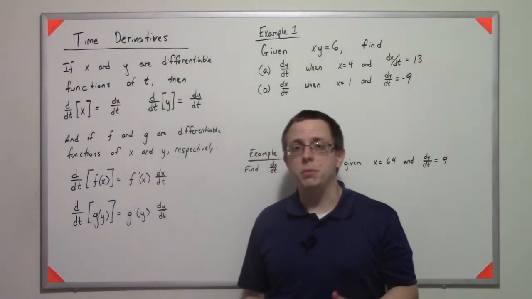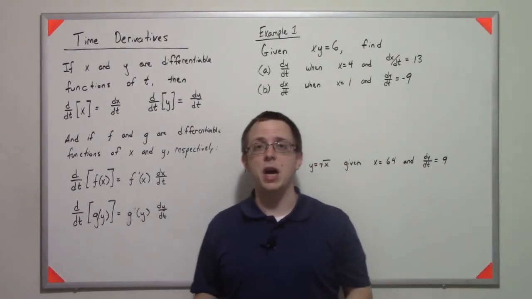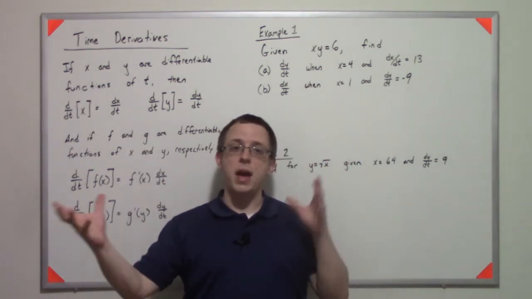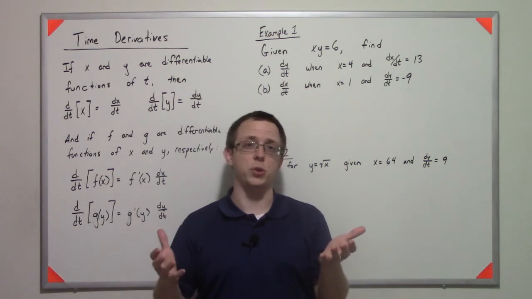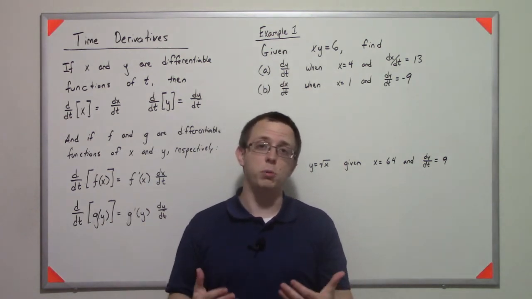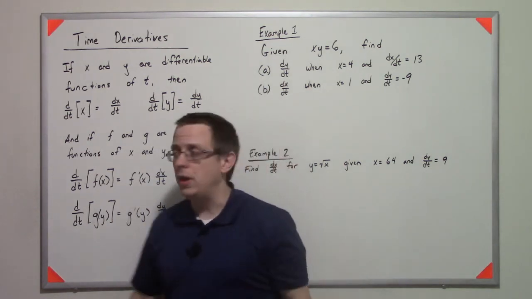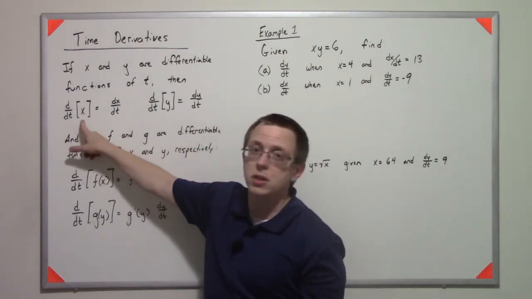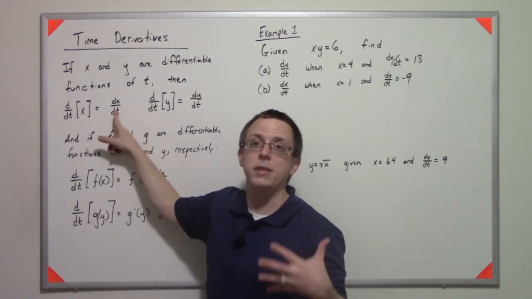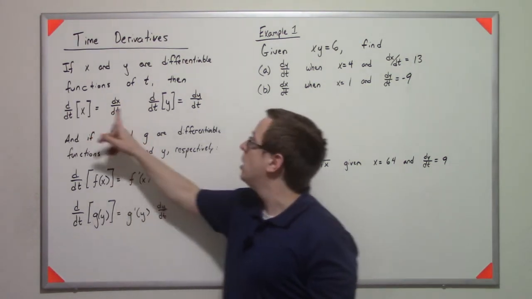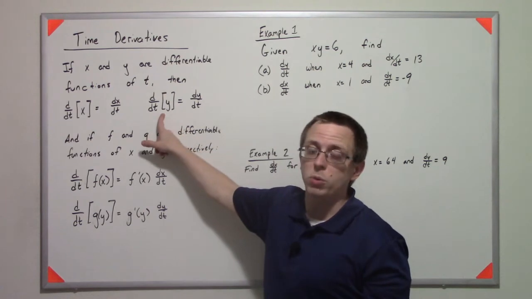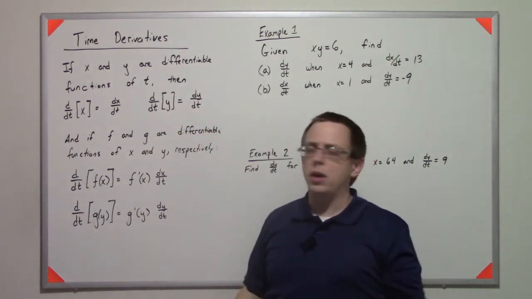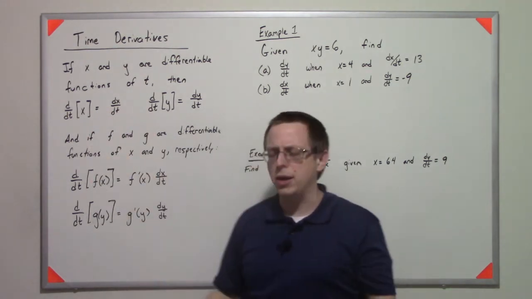One of the big concepts in related rates is the idea of a time derivative. So if I have two variables, let's call them x and y, and they may be related to each other somehow, but they're both differentiable functions of t, then the derivative with respect to t of x is just dx/dt. That's the definition of how that works. And the derivative of y with respect to t is dy/dt, which is simple enough. You just write them almost like a fraction.